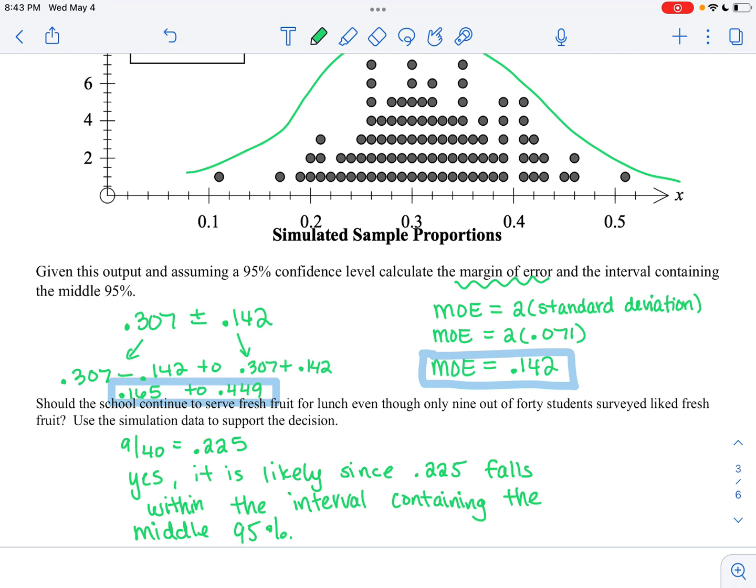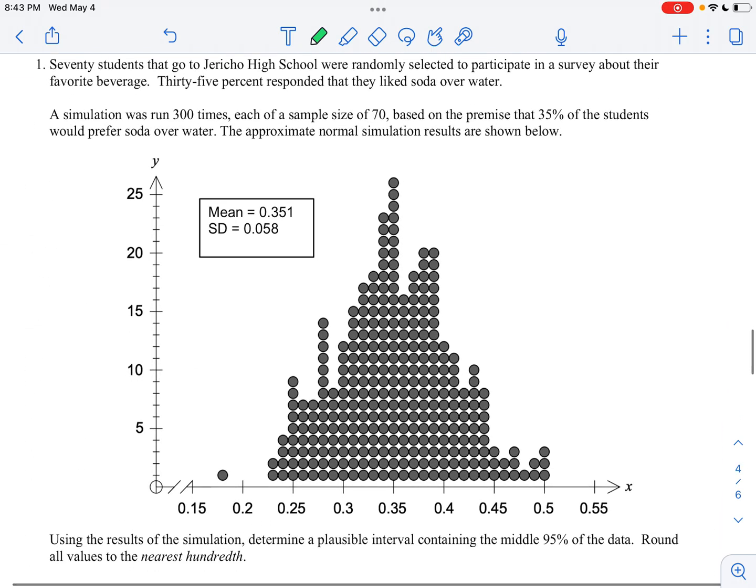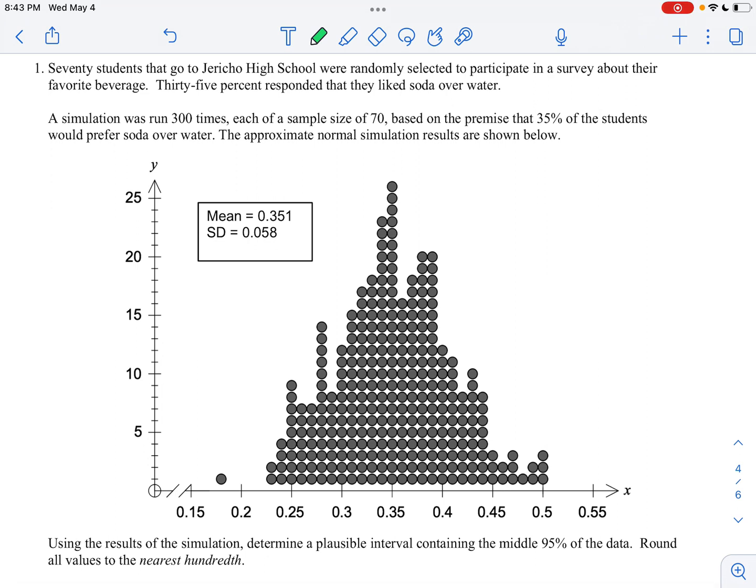Now, there are 2 practice questions here. Why don't we take a look again? If you haven't tried the next question, pause the video, give it a try, and then turn it back on so that we can review it together.